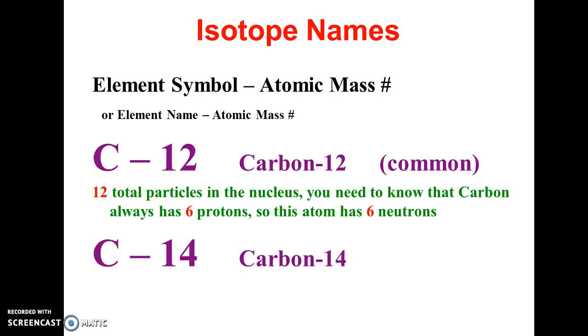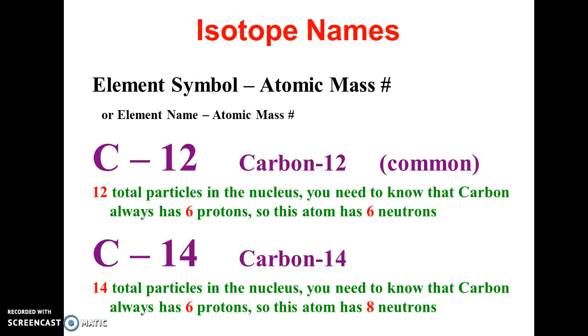In this example, C-14 or carbon-14, it's telling you that there are 14 total particles in the nucleus. You need to know that carbon always has 6 protons, so again, if you do the math, that leaves 8 neutrons.